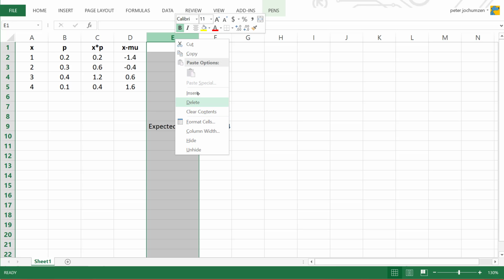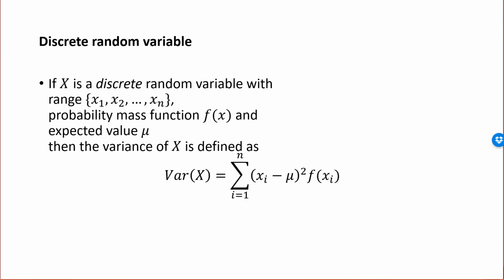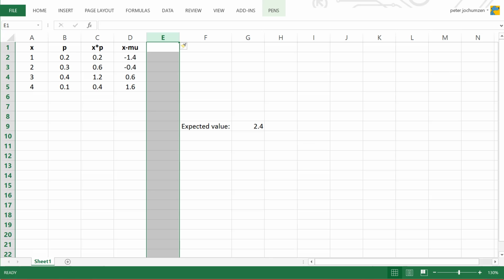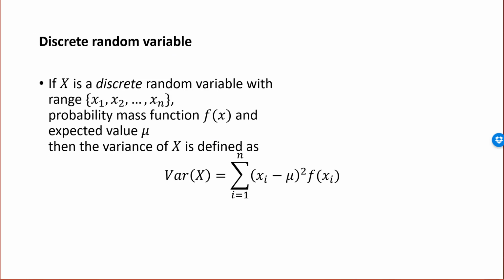Now let's do the next part, and if you look at the formula, we see that in the next part we need to square these deviations. So let's do this, x minus mu squared. So that's just simply this squared. So now we have that.